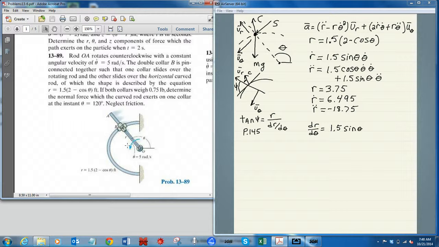Alright, so that's dr d theta. And the R I've got from before, I'll just write it down again. R is, let's see, it's 1.5 times 2 minus cosine of theta.